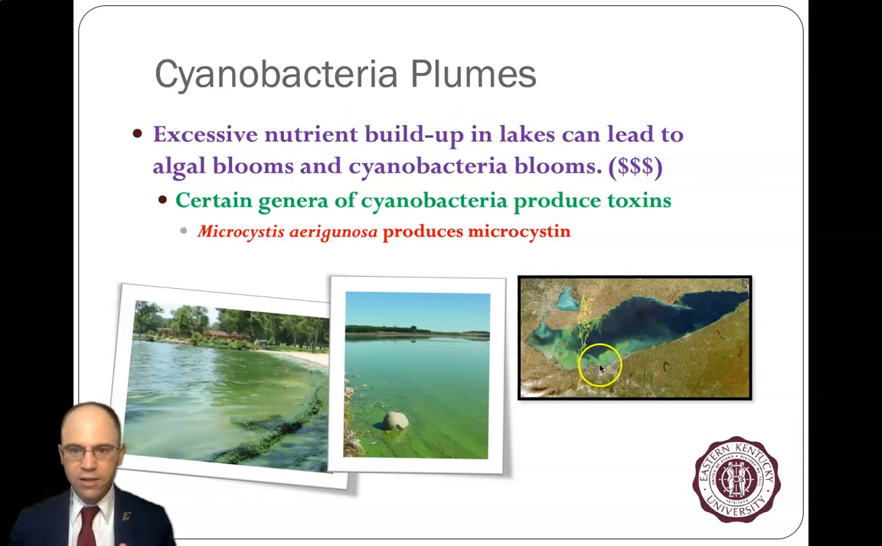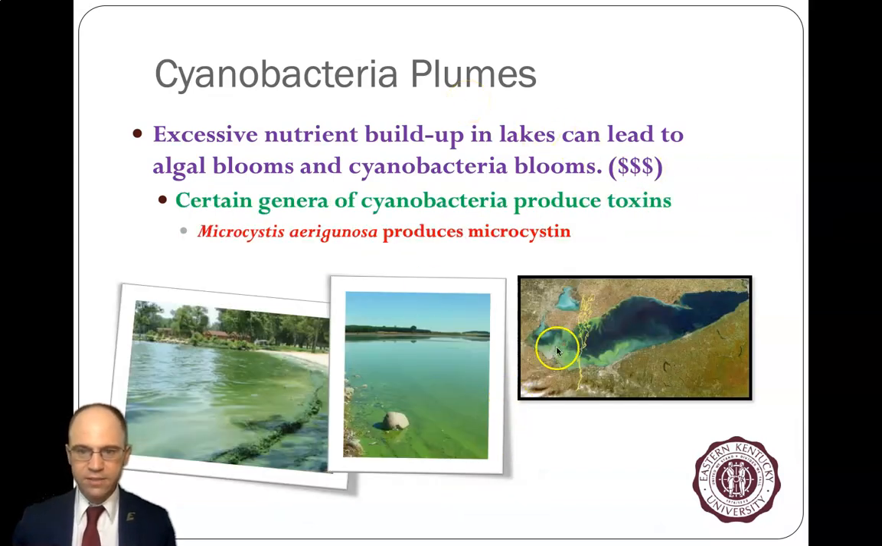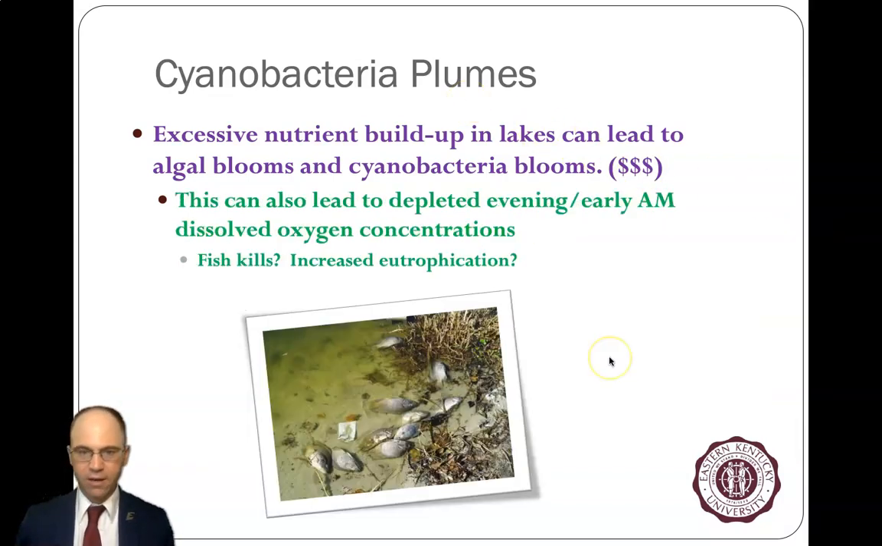Just to look at this image here, we've got Lake Erie, western Lake Erie. You can see how green it is from even satellite imagery that's looking at the blue-green algae bloom in progress when that image was taken. These cyanobacteria plumes, or blooms, bloom is probably the better example, but this is definitely a plume of cyanobacteria.